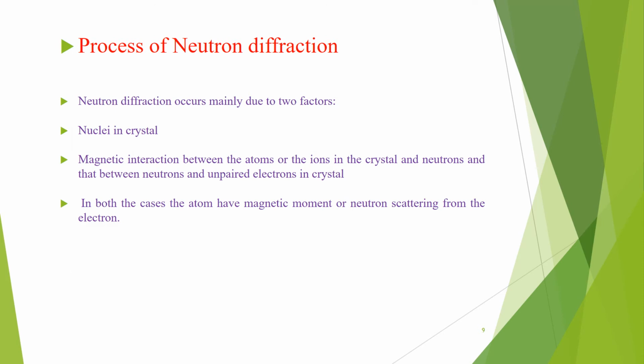So here is the process of neutron diffraction. Neutron diffraction occurs mainly due to two factors. One is the nuclei in the crystal, and the other factor is the magnetic interaction between the atoms or the ions in the crystal and neutrons, and that between neutrons and unpaired electrons in the crystal. In both cases, the atoms have a magnetic moment for neutron scattering by the electrons.